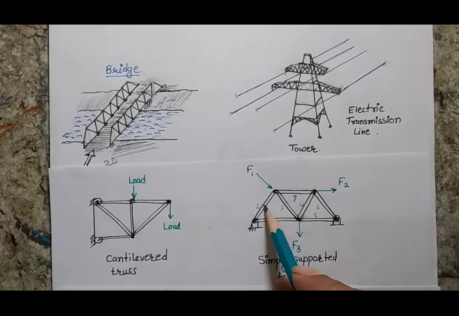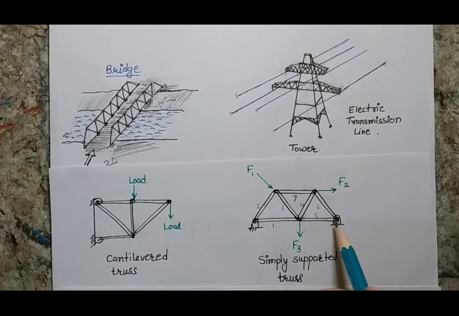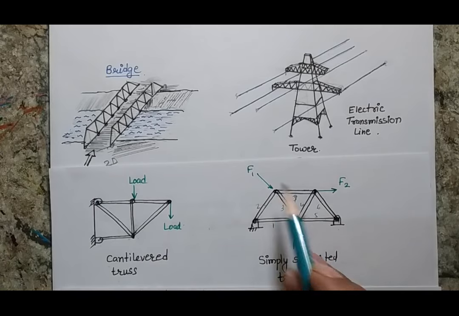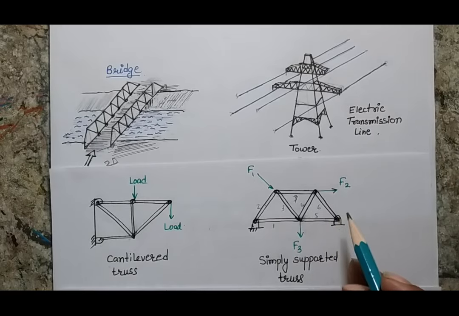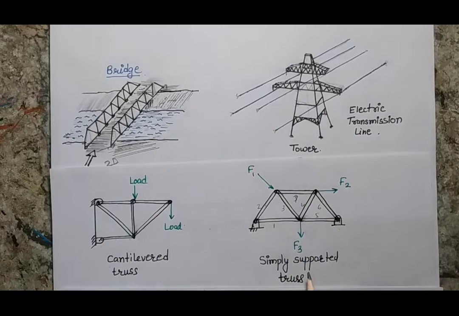Here I am showing the second example. There are 1, 2, 3, 4, 5, 6, 7 members connected with 5 joints, and there are 3 forces. The forces may be more than 3. And there are two supports. So these sorts of trusses are basically considered simply supported trusses.